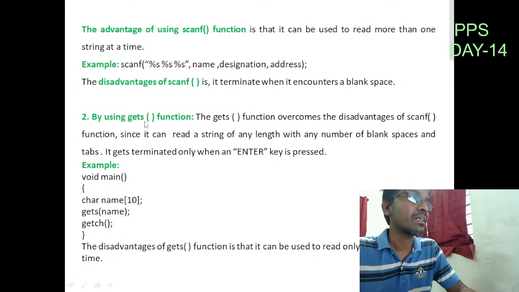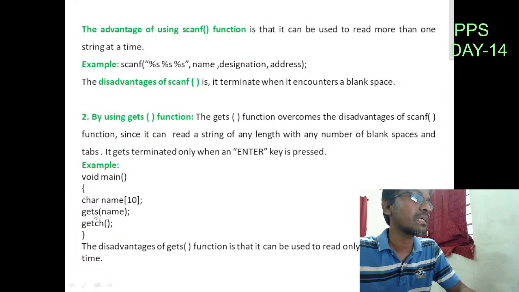So in the gets function, you can use any number of blank spaces and any number of tab spaces. But here it will be terminated only when you press the enter button. Whenever you press enter, only then will the gets function terminate. Otherwise it cannot be terminated. Even though you can provide space between the characters, which will also be accepted, once you press the enter button, the gets function will be terminated. That is the difference between the scanf function and the gets function.